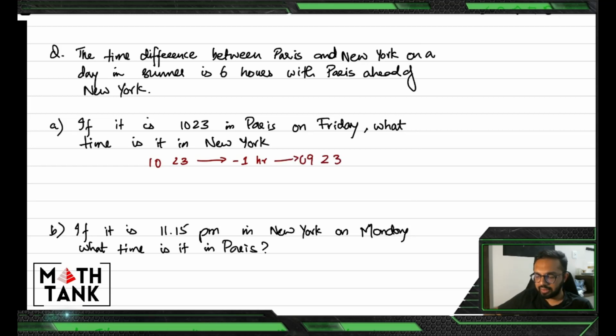9:23. Okay, so that seems like a logical answer. I could then subtract 5 more hours because I need to make a total of 6 hours. So 9 minus 5 gives me 4:23. Okay, so that's the time in New York on Friday. Why? Because Paris is ahead of New York. Okay, so that's the New York time.